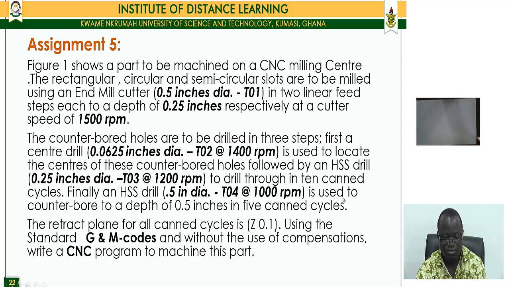Now you have finally an HSS drill, which is a bigger one, that will be used to create the counterbore to the depth of 0.5 of an inch, and that's in 5 canned cycles, and the retract plane is Z0.1. Okay, so that is the question.